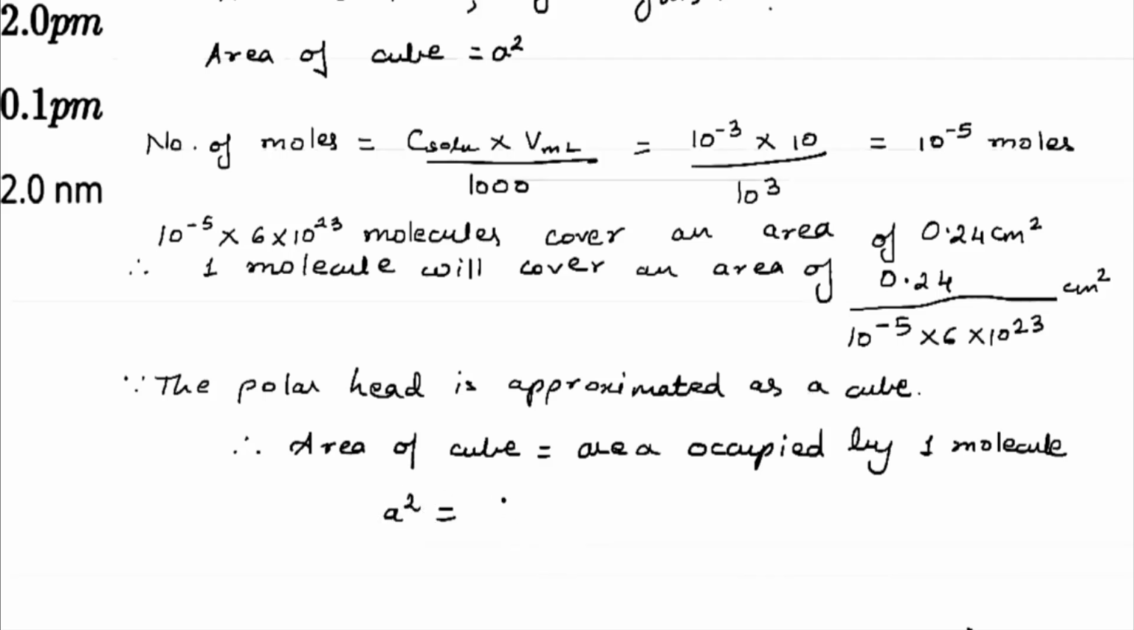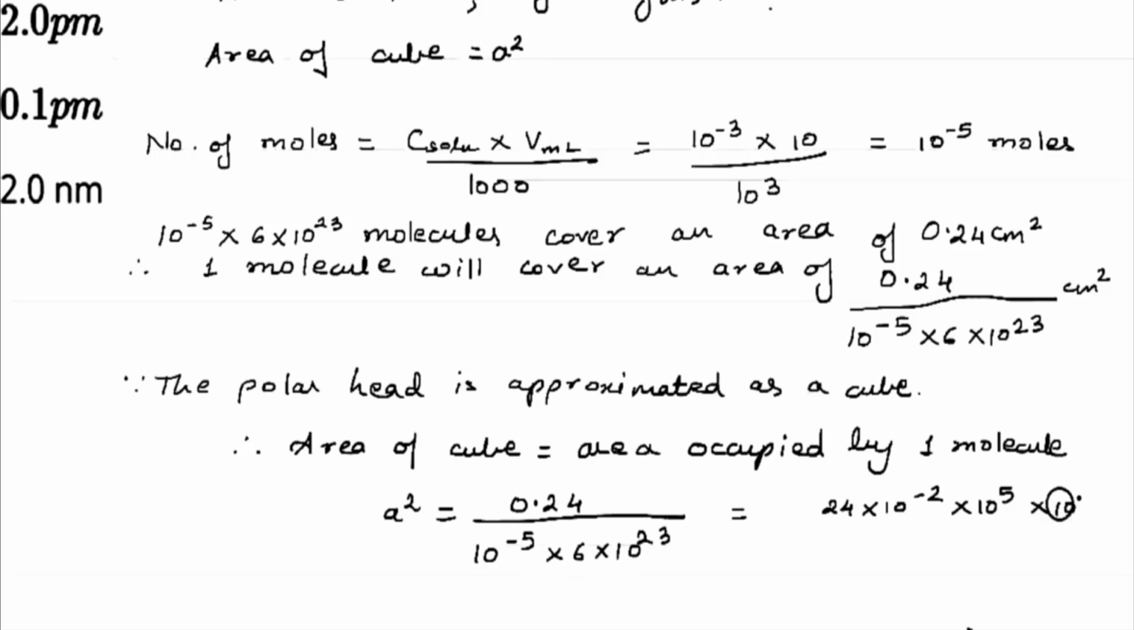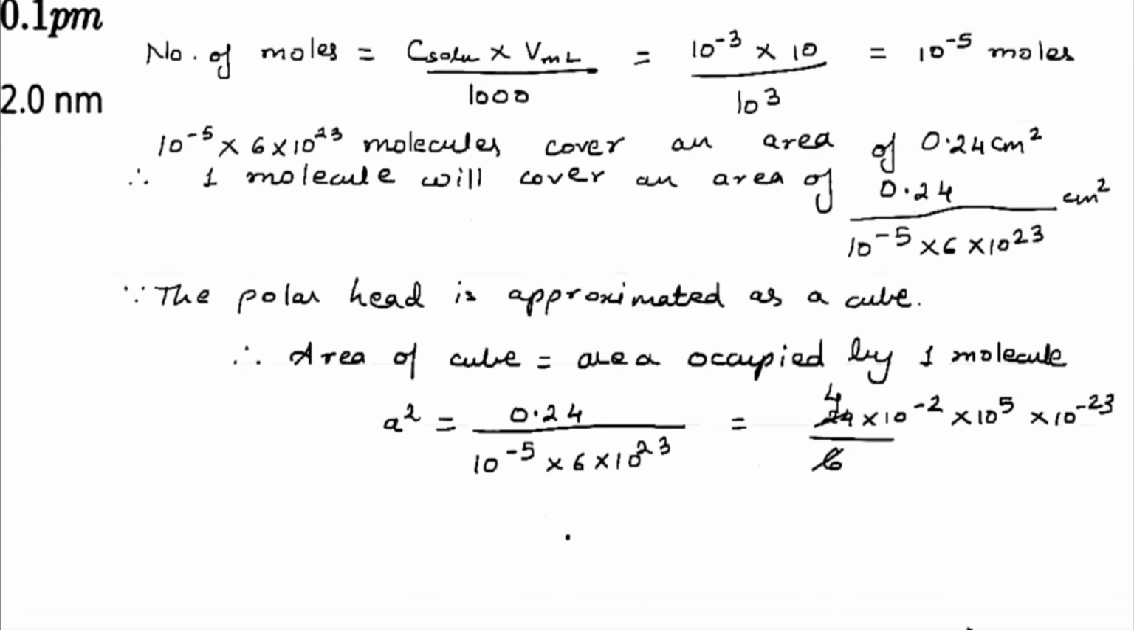Area occupied by one molecule is 0.24 divided by 10 raised to minus 5 into 6 into 10 raised to 23. So that becomes 24 into 10 raised to minus 2. Here comes 10 raised to 5, and here is your 10 raised to minus 3 upon 6. This cancels off. Furthermore, A square will be equal to 4 into 10 raised to minus 2 plus 5 is 3, 3 minus 23 is minus 20. So 10 raised to minus 20, and therefore A will be equal to 2 into 10 raised to minus 10 centimeter.